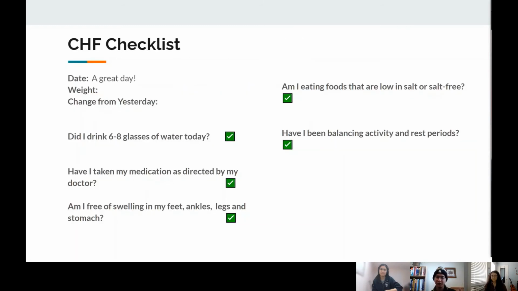You're going to put your date, your weight, all of those lovely things that we talked about earlier, and just make sure that you're doing a general wellness check-in, so that way you're not letting any symptoms pass you by.